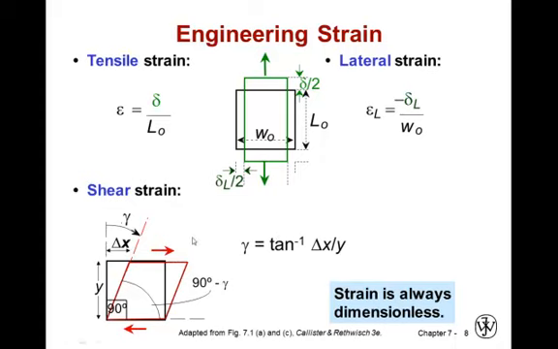There's also a shear strain, so where we have a shear force represented by these red arrows, we can calculate the shear strain. It is actually an angle, not a deflection. It's an angle calculable by the inverse tangent of this change in x over the height, in this case y. No matter what, strain is always dimensionless. Notice that this is a length divided by length, and this is simply an angle, either in radians or degrees.